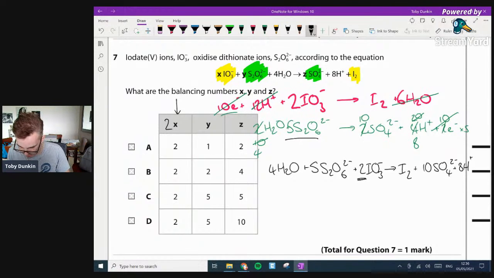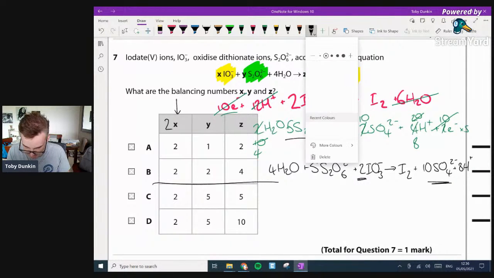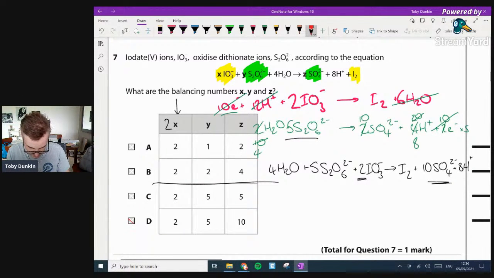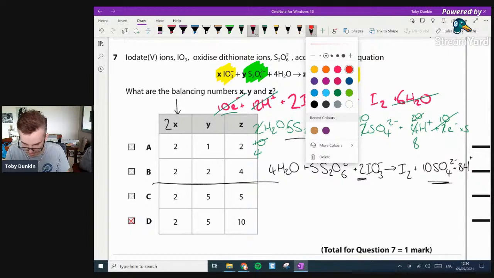The Y for the S2O6 2 minus, is that the thiosulfate ion? Could be. It's going to be 5. So we're now down to C and D, and then the Z is 10. So the answer is D. Not nice. Not nice whatsoever.